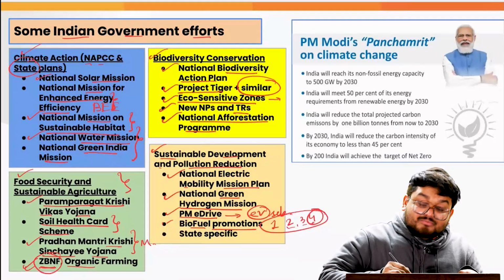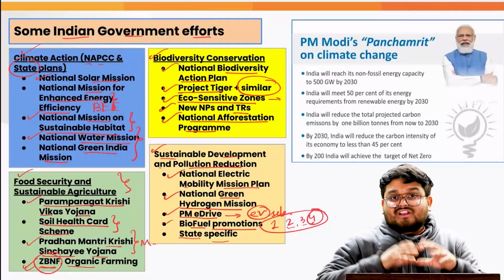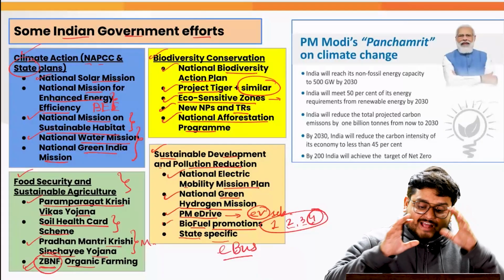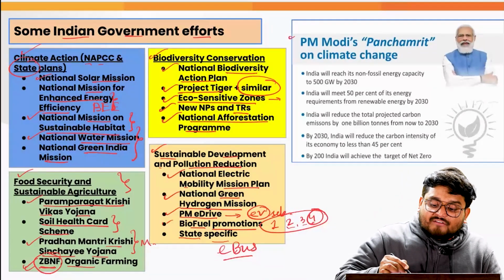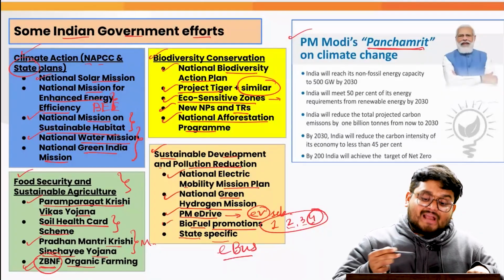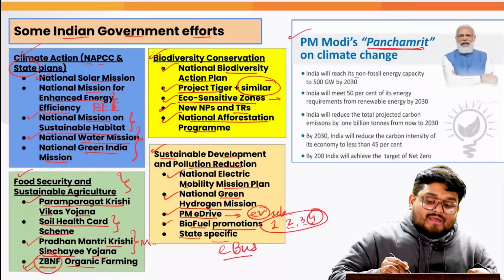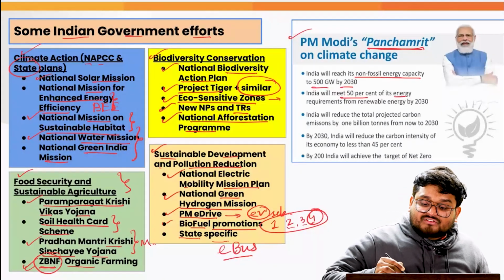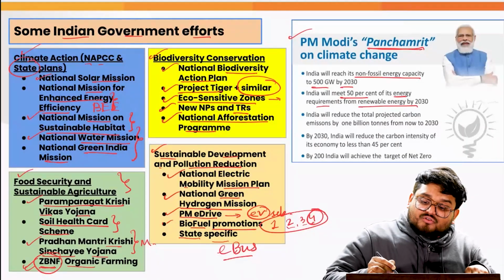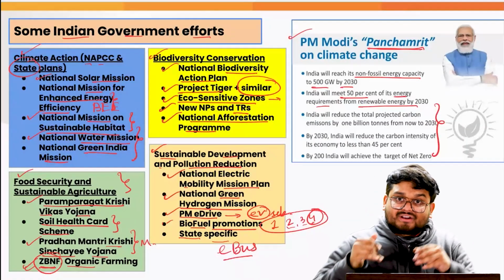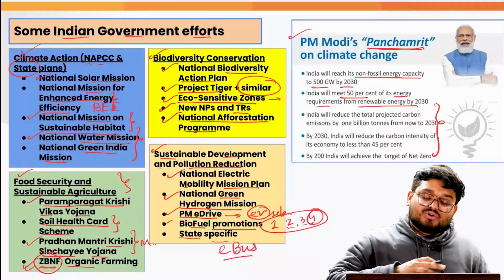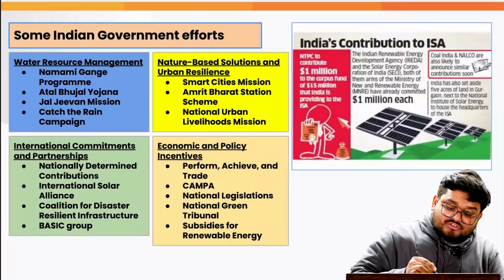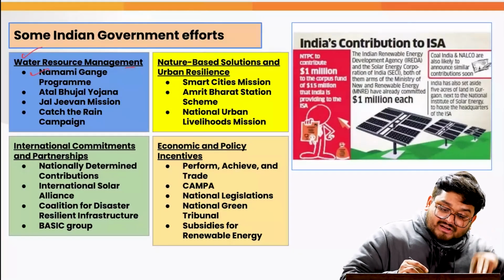Apart from this, we have the various state specific measures. For example, in Delhi, we have the various policies to promote e-buses, electric driven buses, right? So these are the various aspects we have to understand. Broadly, we also have the Panchamrit, which is our own mantra of climate change, that we have to reach our non-fossil fuel energy capacity to 500 gigawatts by 2030. India will be meeting 50% of its energy requirements from the renewable energy sector by 2030. So apart from this, we have 2 and 3 other more important goals. You have to keep these things in mind to answer the mains previous year questions. And also, when we talk about the other initiatives, with regards to water resource management, we have the Namami Gange program for better conservation of the Ganga river.